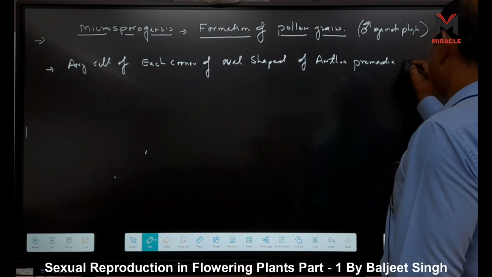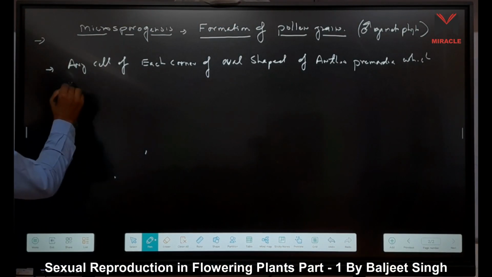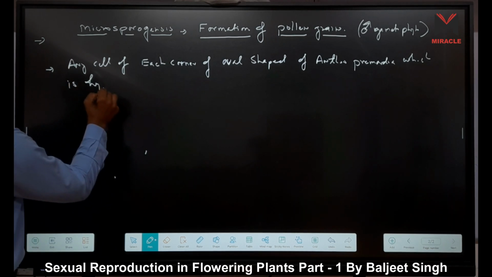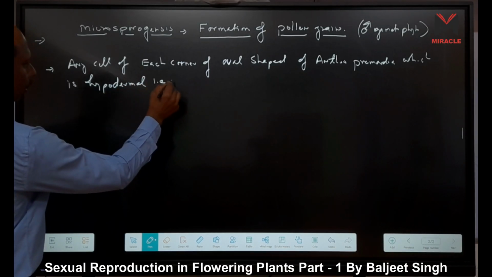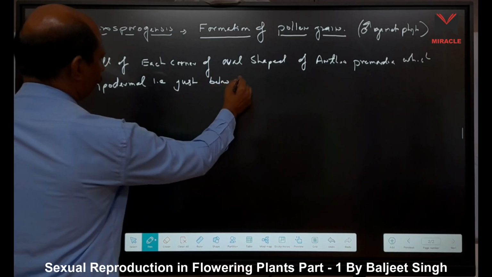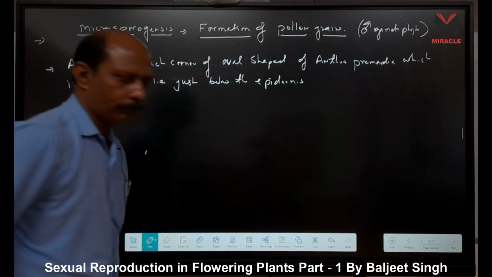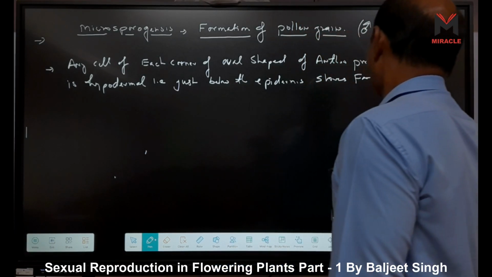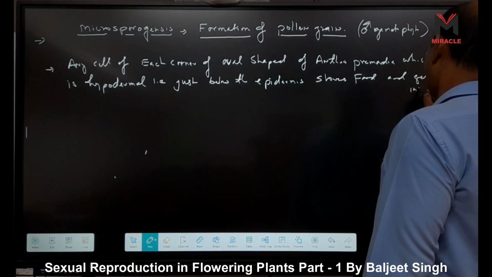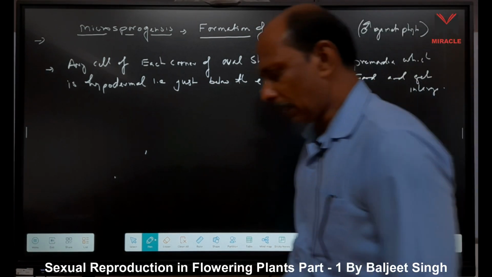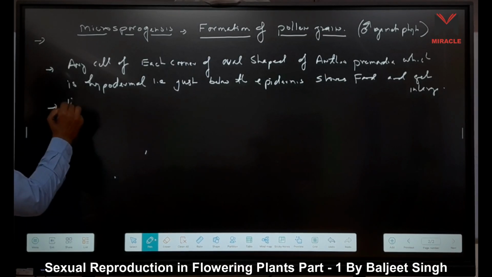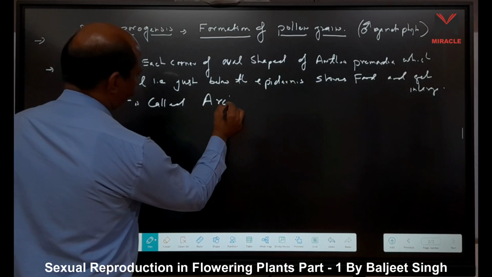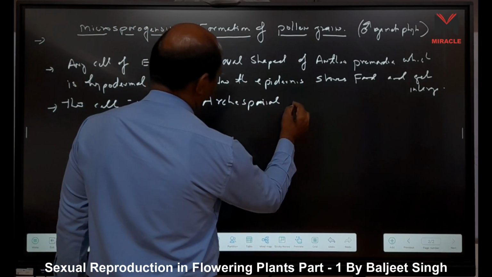Which one? Which is just below the epidermis, which we can say is hypodermal. That means just below the epidermis. It stores food and gets enlarged, swells or enlarges. This cell, this is the first cell. This cell is called, what is it called? It is called the archesporial cell. Archesporial, A-R-C-H-E-S-P-O-R-I-A-L cells, right?